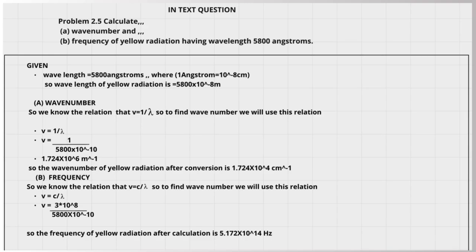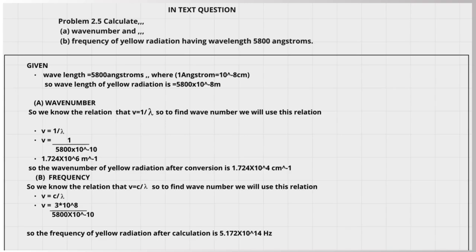Solution, we have the following given values. Wavelength is equal to 5,800 angstroms, where 1 angstrom is equal to 10 raised to the power minus 8 centimeter. So wavelength of yellow radiation is equal to 5,800 into 10 raised to the power minus 10 meter. So we know the relation that wave number is equal to 1 upon wavelength, so to find wave number, we will use this relation. Wave number is equal to 1 by lambda.